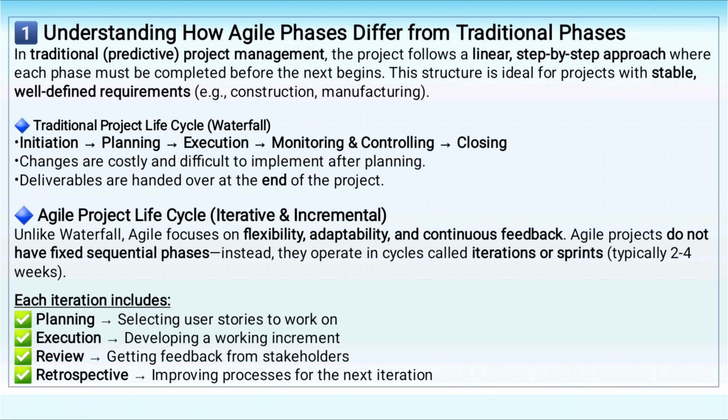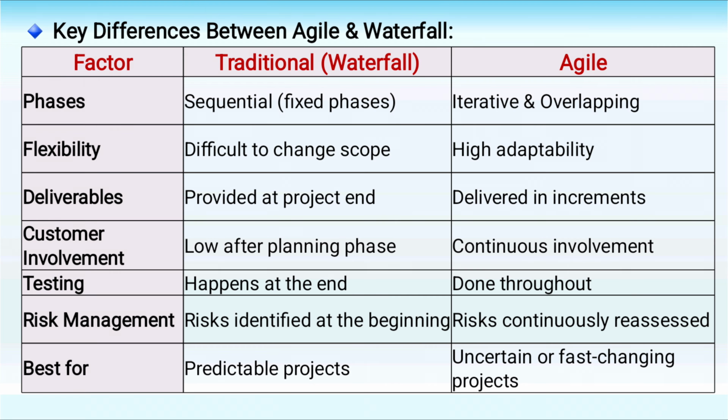Now contrast that with the Agile life cycle. Agile breaks the project into iterations or sprints, short, time-boxed cycles where planning, execution, and feedback happen rapidly. Each sprint delivers a working product increment that adds value. So what are the key differences?